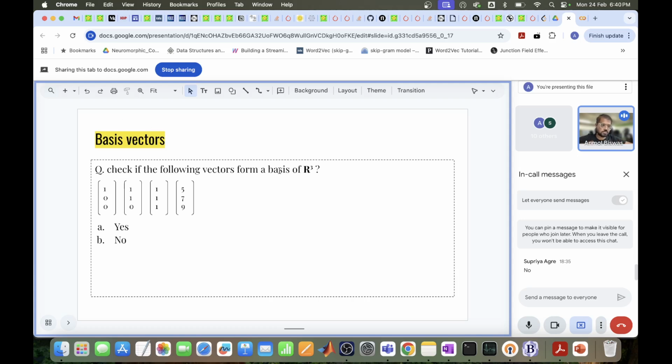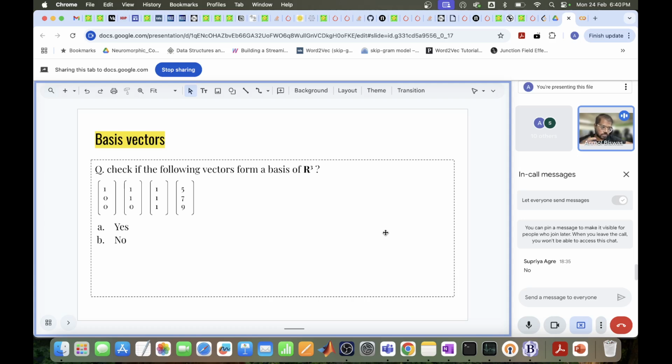Obviously, R3 is three-dimensional, which means that the cardinality of the vectors of any basis set in R3 should be 3. So it can have only three vectors. More generically, a more general result is that any linearly independent set in R3 can have at most three elements in it. So it cannot have more than three.